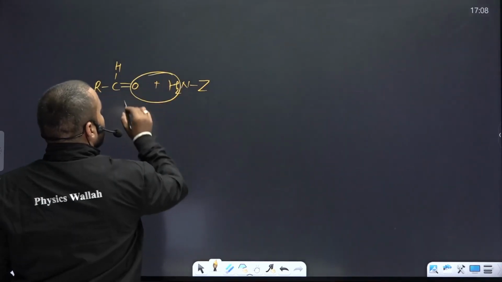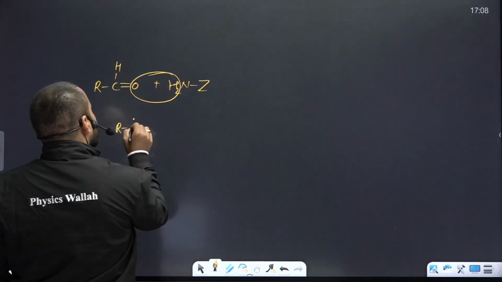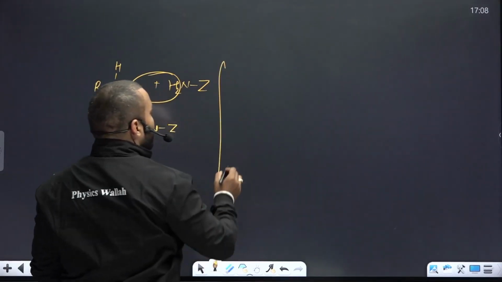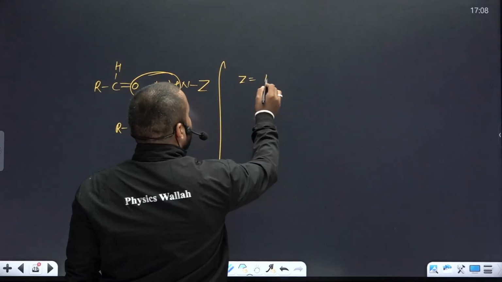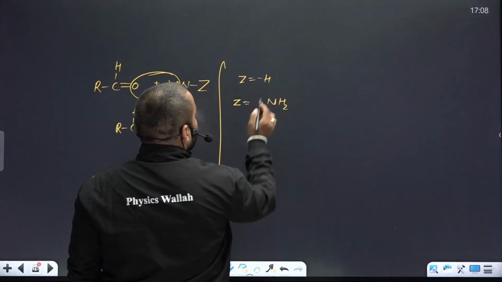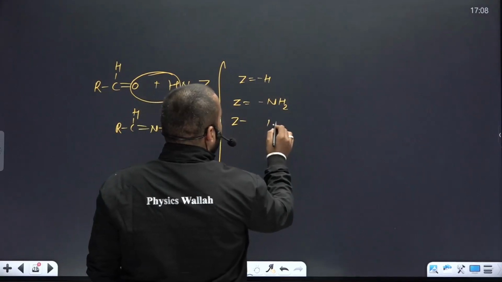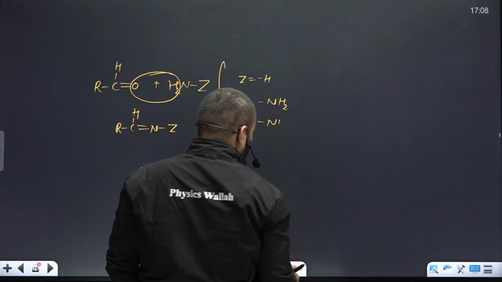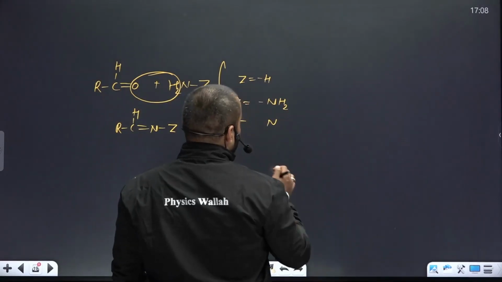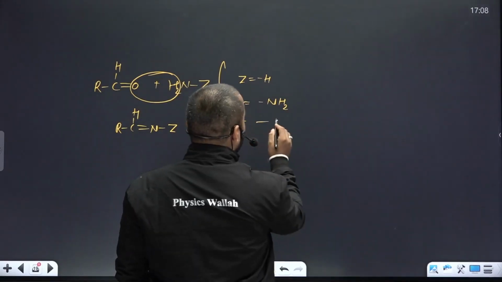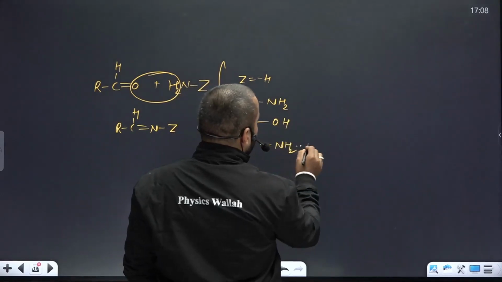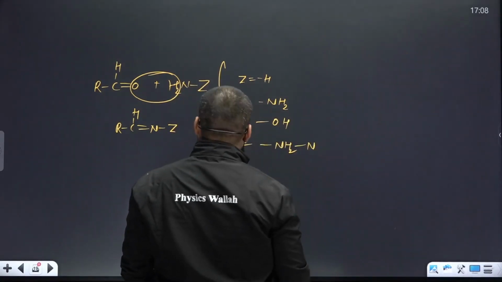H2O is lost. Now the compound generated has a double bond between carbon, nitrogen and Z. Z can be anything. Z can be just hydrogen. Z can be NH2 also, right? Z can be OH. Now Z can be NH2.